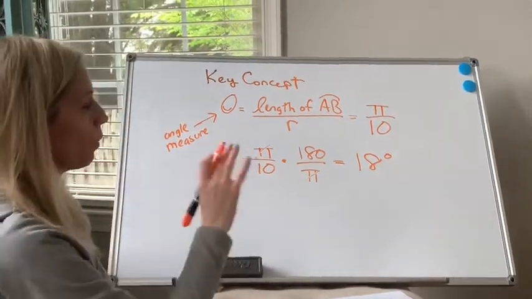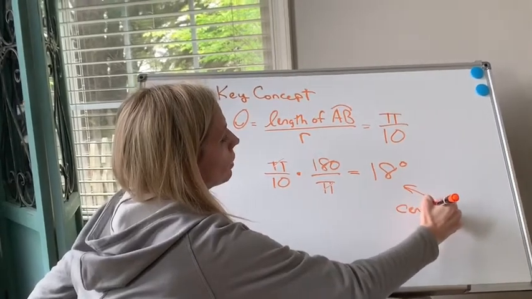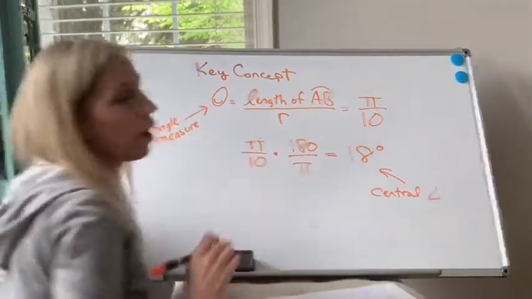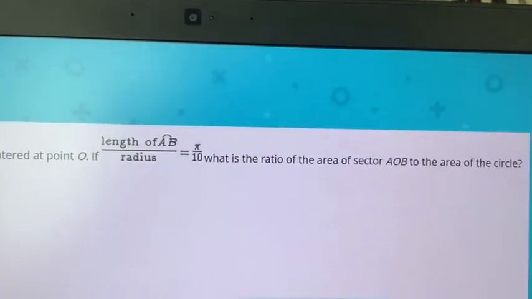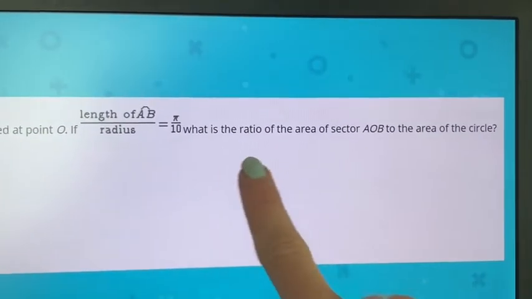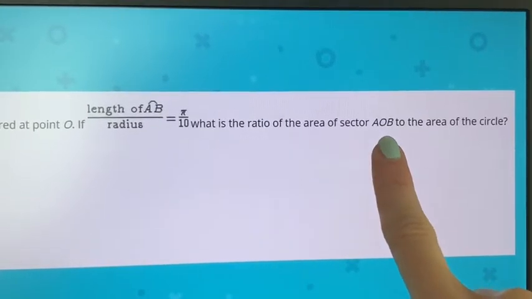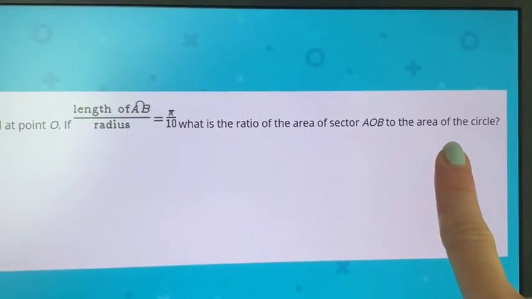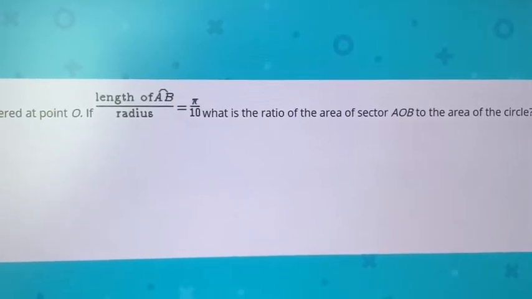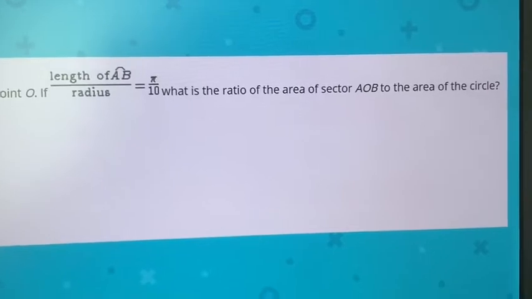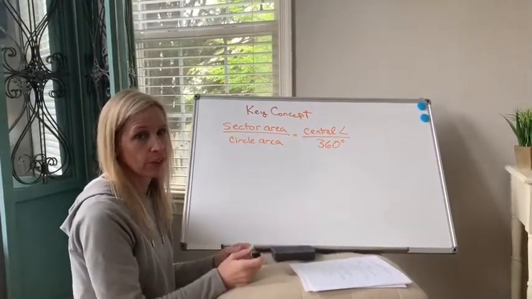So what we know is that this is the central angle on that problem. The next part of the problem we're going to focus on is the question: what is the ratio of the area of sector AOB to the area of the circle? So we're going to go back to the whiteboard now that we know that central angle is 18 degrees, and we're going to use another ratio to figure this out.